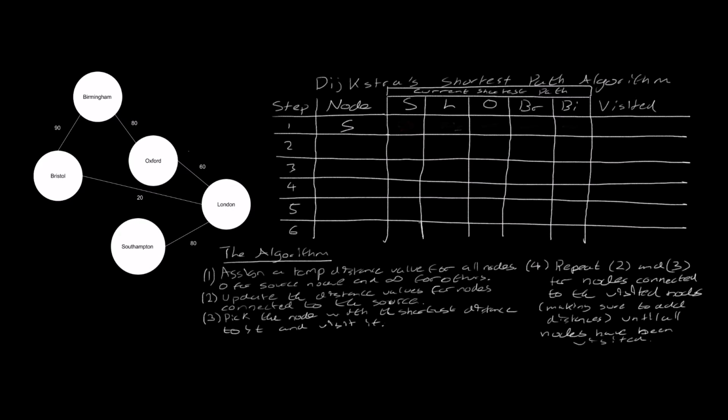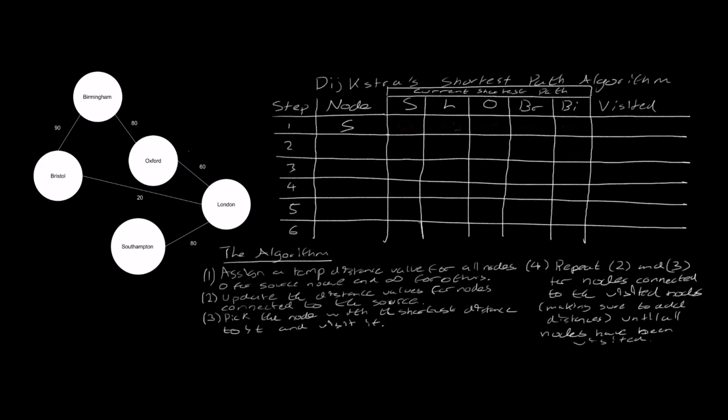In the next part of this tutorial video I'm going to be tracing the algorithm and showing you how we actually apply it to this simple graph here. I've got the steps of the algorithm down here written out in the clearest way I could think of to describe it. The first step is to assign a temporary distance value for all nodes, a 0 for the source node and infinity for the others.